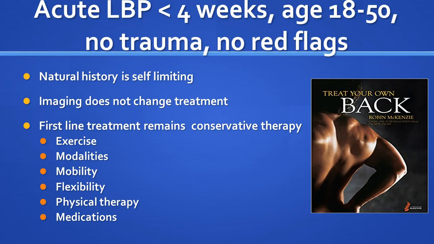Someone's got acute low back pain less than 4 weeks of duration. They're in that age group that's relatively low risk. They have no history of trauma. You've looked through the red flags. There's nothing. You reassure them. The natural history is that this is self-limiting.